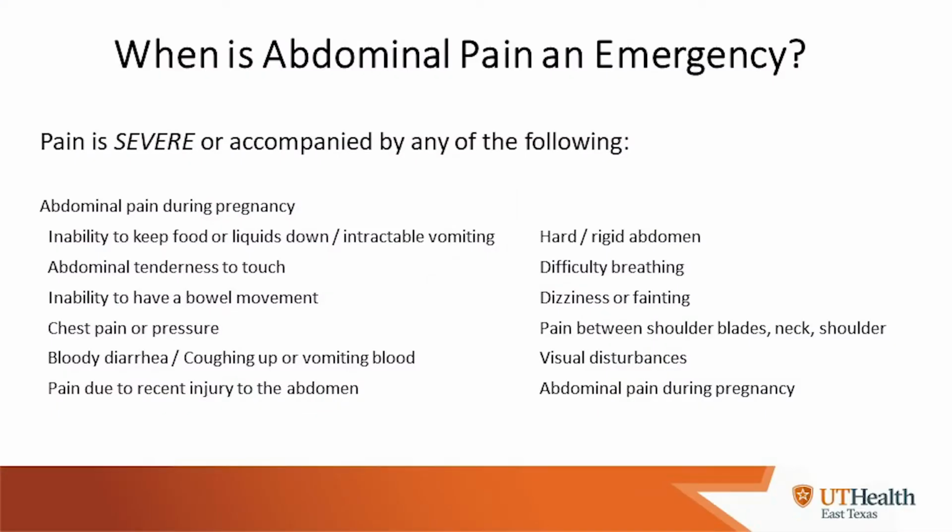Now, it's important to know when to seek medical care. When is abdominal pain an emergency? Some of the things that would cause us to encourage you to seek medical care or evaluation: if you have abdominal pain anytime during the course of your pregnancy that's severe. Severe pain that is associated with tenderness to the touch of the abdominal wall, inability to control your bowel movements or even have a bowel movement. Chest pain, severe abdominal pain accompanied by bloody diarrhea or vomiting blood.